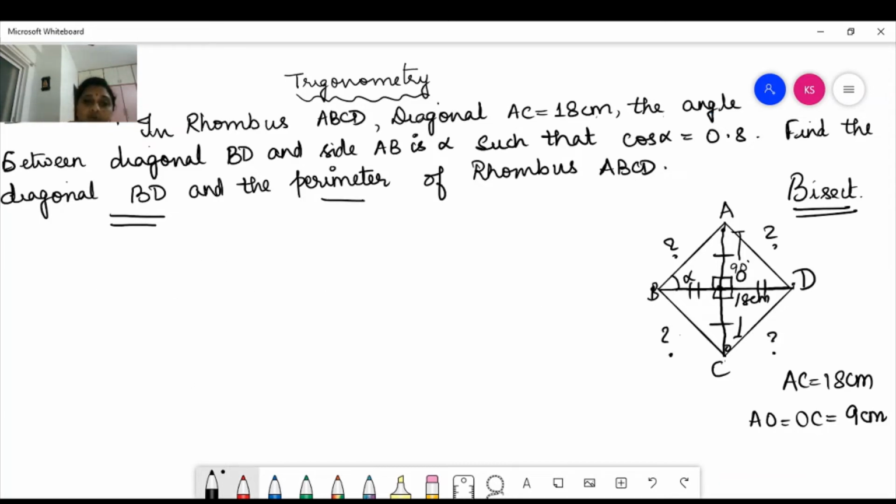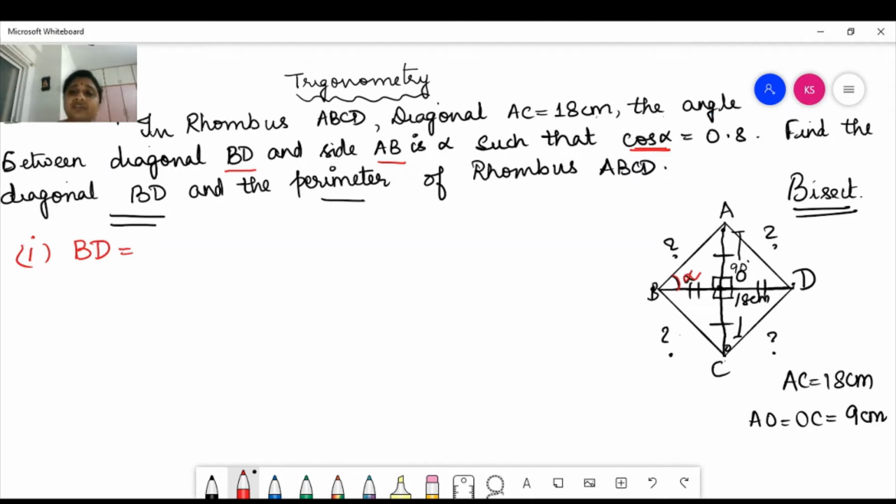So we are moving on to the first subdivision. The length of BD has to be found out. But here, the cos of an angle alpha is given. Where is alpha? Alpha is an angle between the diagonal BD and the side AB. So AB and BD form this angle alpha. So alpha is here.